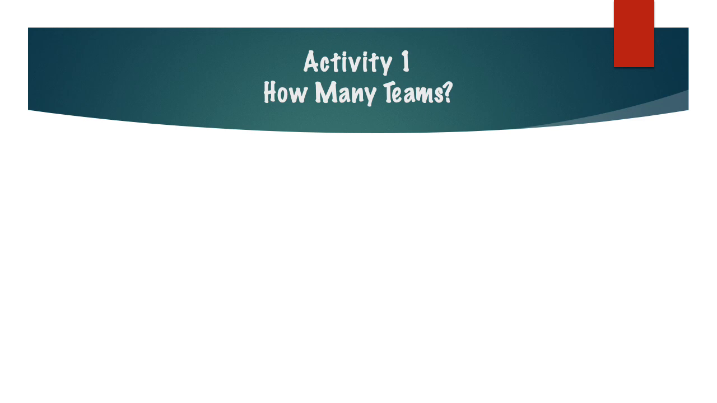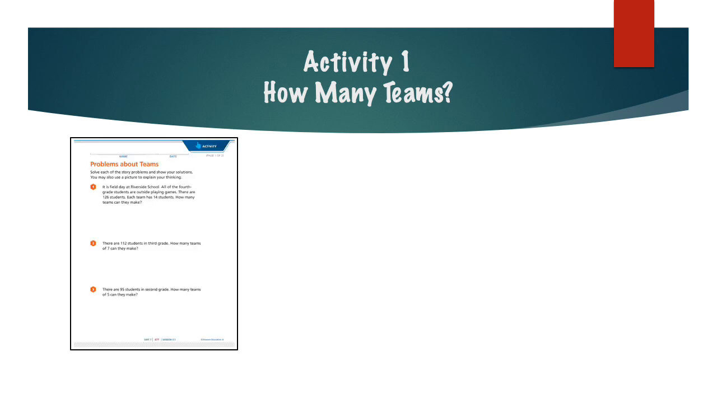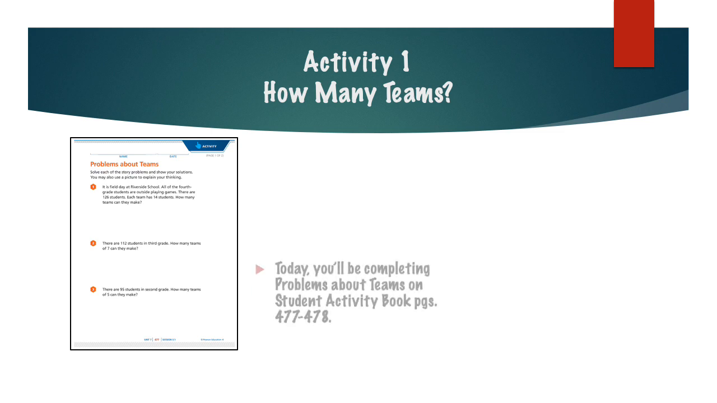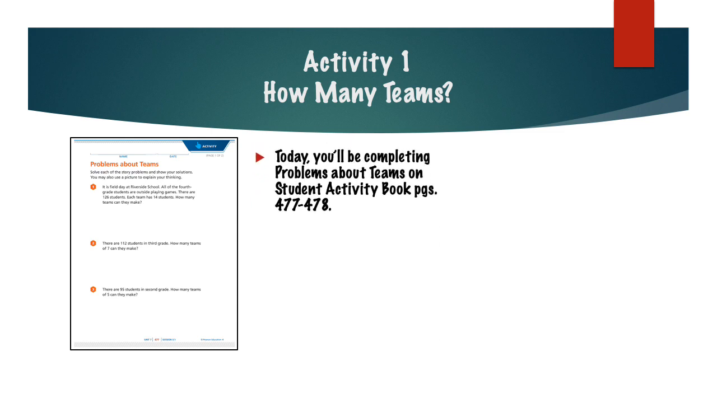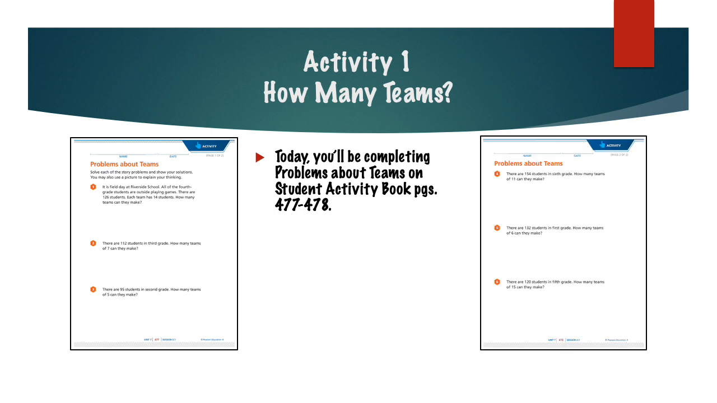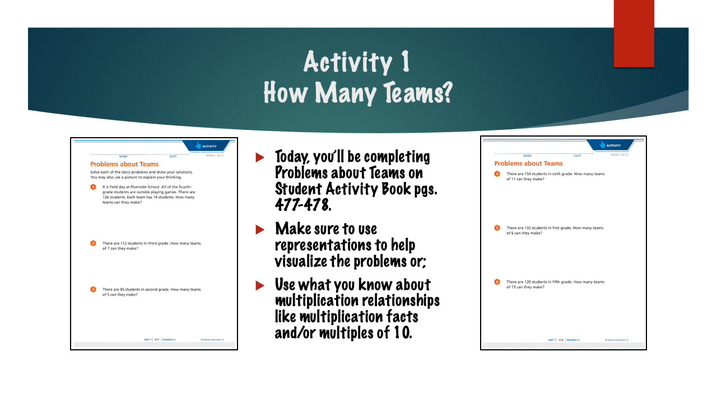The problem we just worked on is problem number 1 on Student Activity Book, page 477. Your job today is to complete problems about teams on Student Activity Book, pages 477 through 478. Make sure to use representations to help visualize the problems, or use what you know about multiplication relationships, like multiplication facts and or multiples of 10.